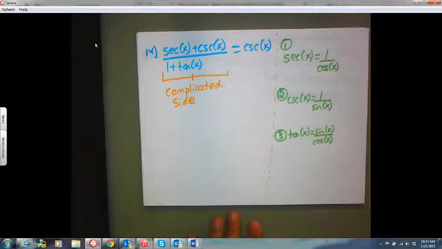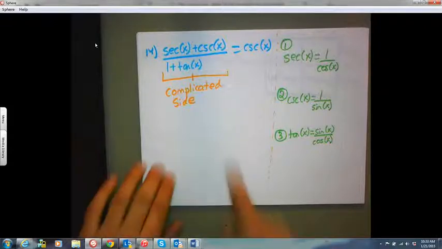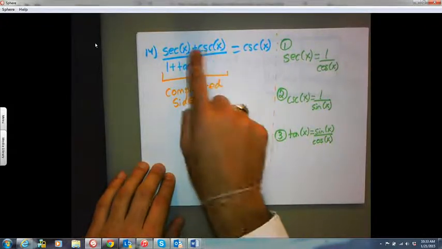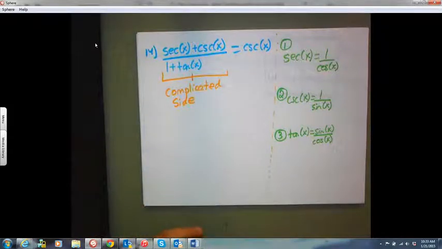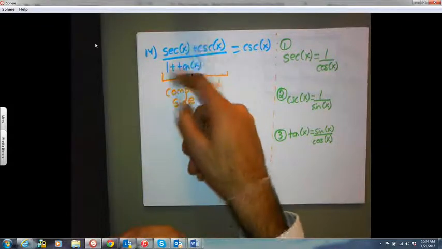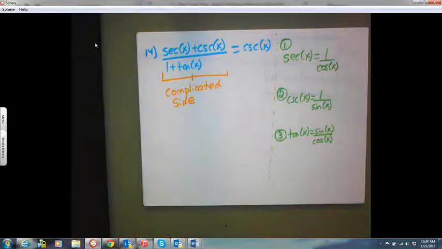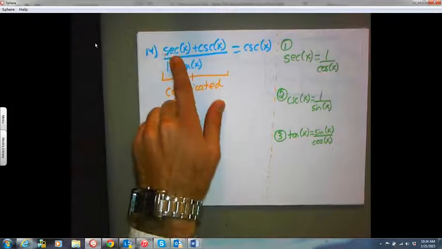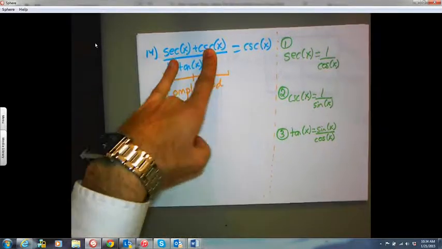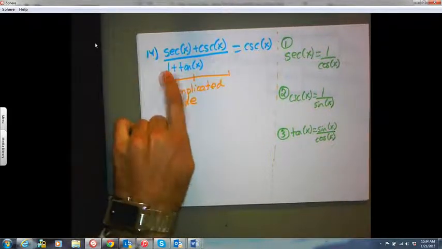Now you want to say, how am I going to use these identities? Because remember, the goal is to make this complicated side equal to cosecant. So remember, our final answer will be cosecant of x equals cosecant of x. When I look at this left, more complicated side, unfortunately, there's no way to combine secant and cosecant, very obviously. And there's no way to combine the 1 and the tangent. There's no way to divide this fraction out.